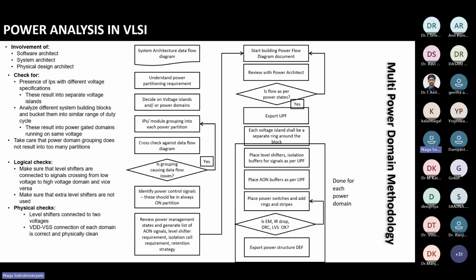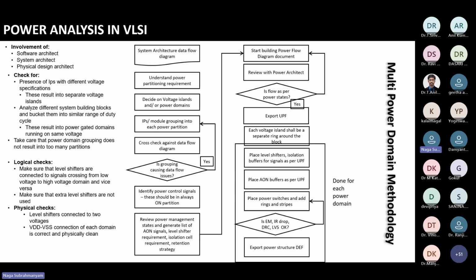Then create a UPF. I told you, if we want, we can write our UPF. Otherwise, the PD guy will give you the UPF. If they place a level shifter, there is a tool which will generate the UPF file for the level shifter automatically. We will extract all those things, and each voltage island shall have a separate ring around the block. Place the level shifter and isolation buffers for signals as per UPF. Place AON buffers as per UPF. Place power switches and add rings and stripes. All these things are done at the time of placement and routing.